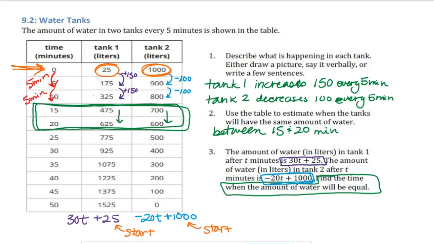Okay, so now let's look at the 30 and the negative 20. Now we know T is time in minutes. T is time in minutes, but it's 1 minute.